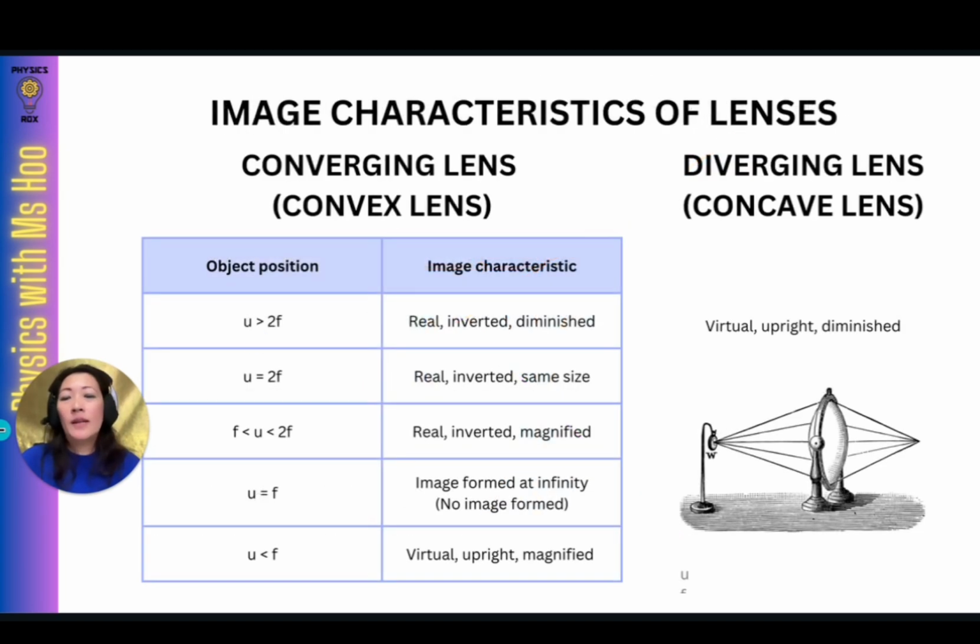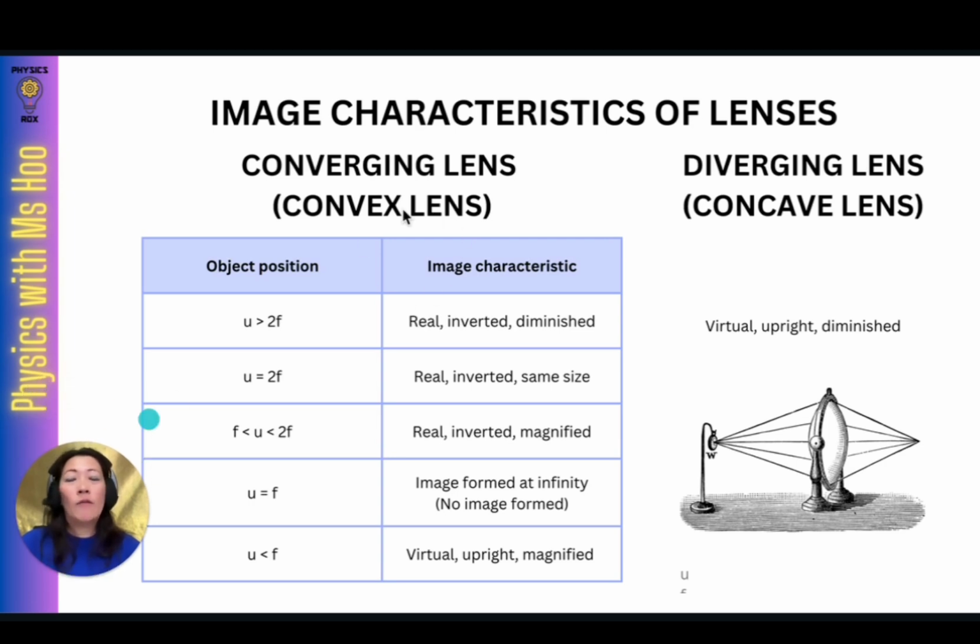So now, let's have a summary of all the different image characteristics for the object placed in front of the lenses. For the converging lens or the convex lens, different object positions will give you different image characteristics. And as I said earlier, you are required to know this. U is the object distance, meaning the distance of the object from the center of the lens, while F refers to the focal length.